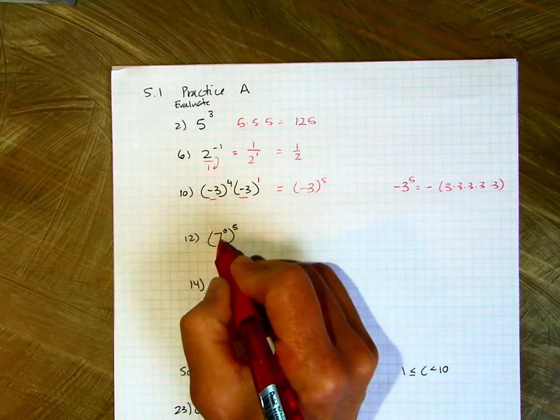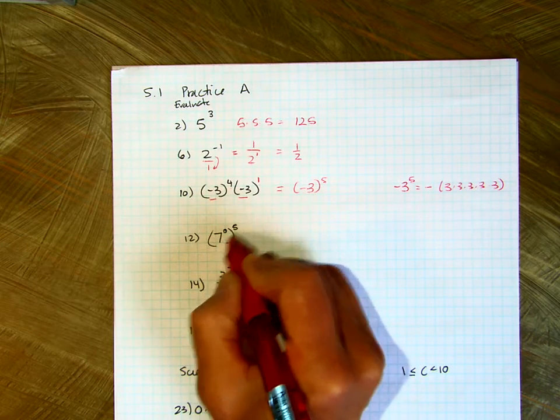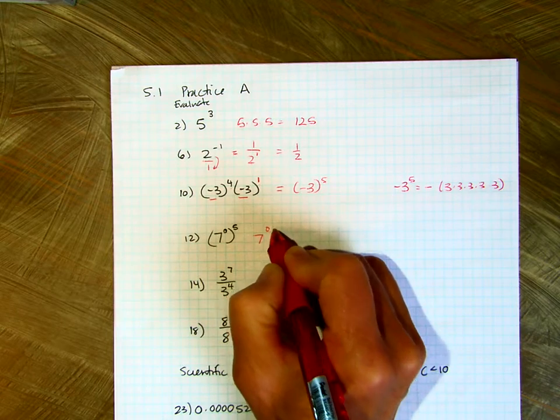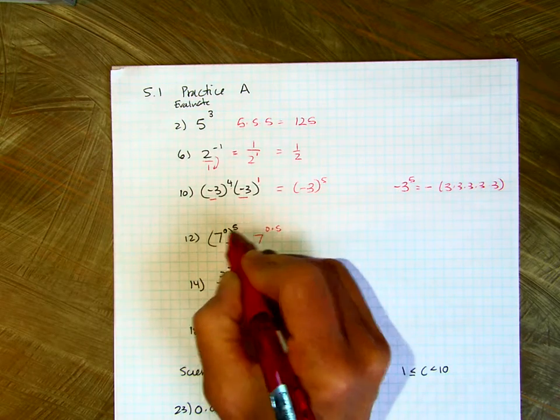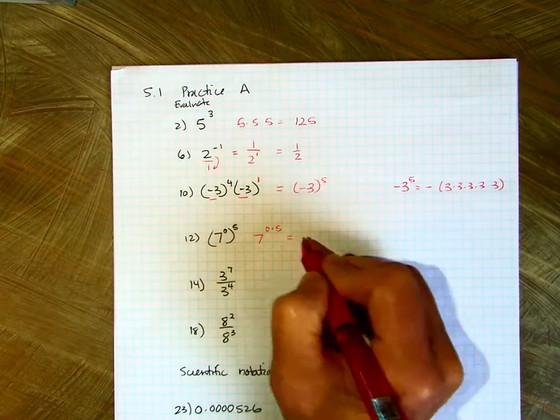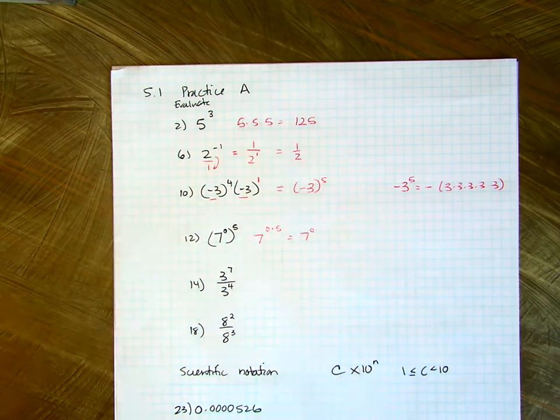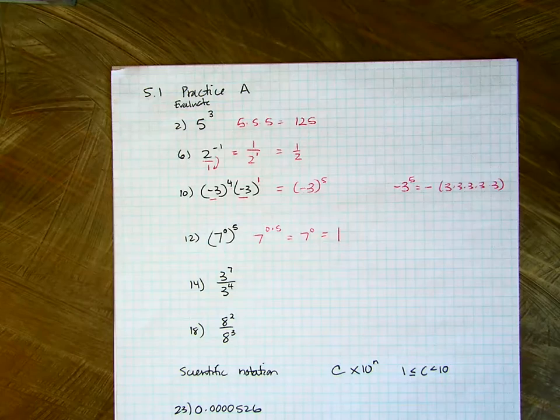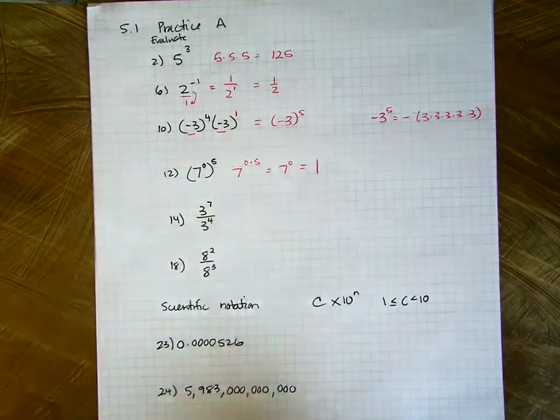How about 7 to the 0 raised to the 5th? The rule says multiply the exponents when I raise a power to a power, and anything times 0 is 0. And of course, we remember that anything to the 0 is 1.